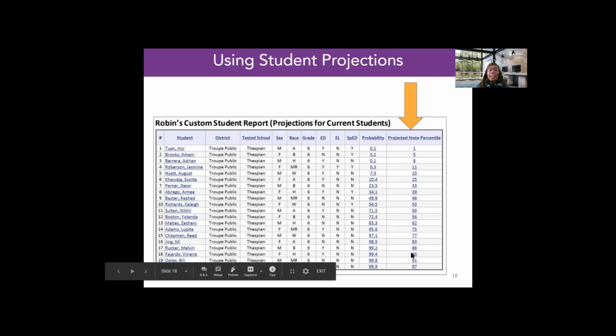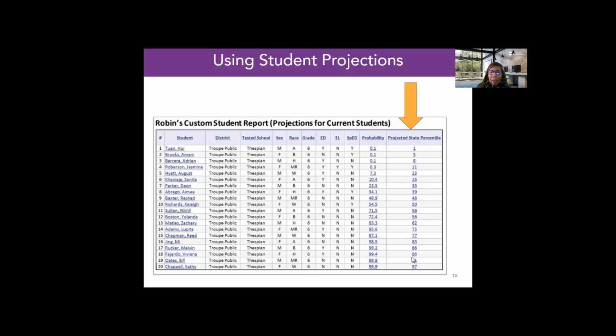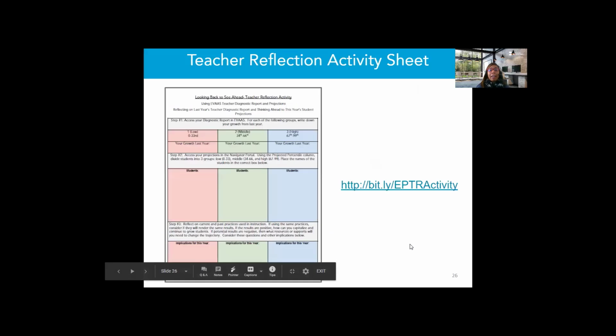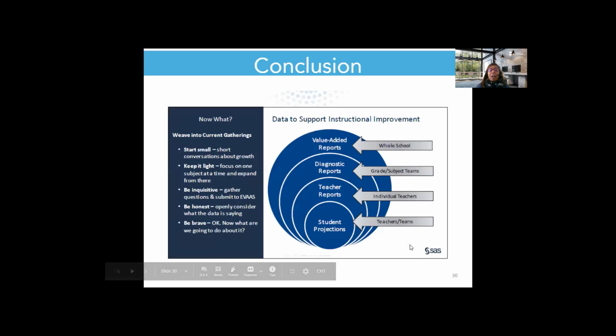I always plug that in because sometimes, not often, but sometimes you will see just a huge discrepancy like, whoa, how is he projected to be there? Because this is not based on anything subjective. It's all objective data, right? And so that's where we get these projections from. And with that, that brings us to our conclusion.